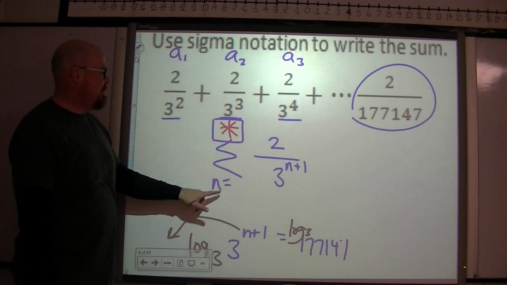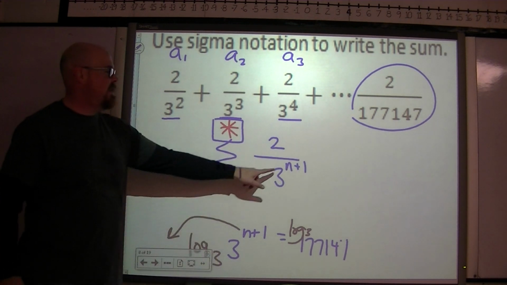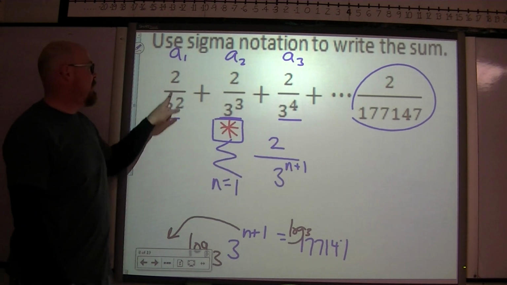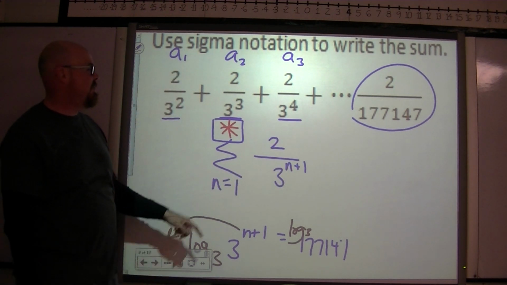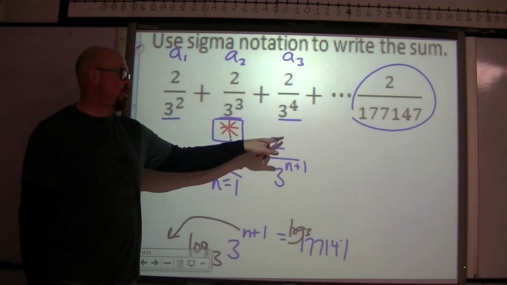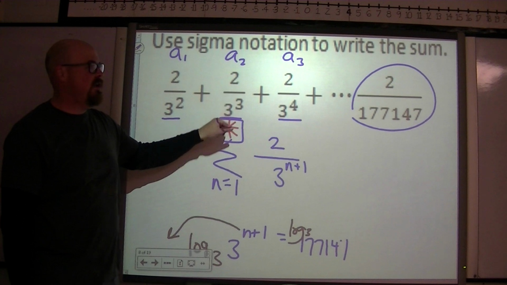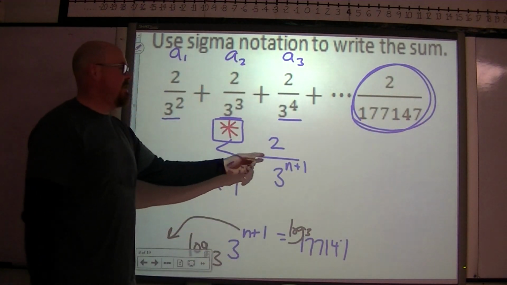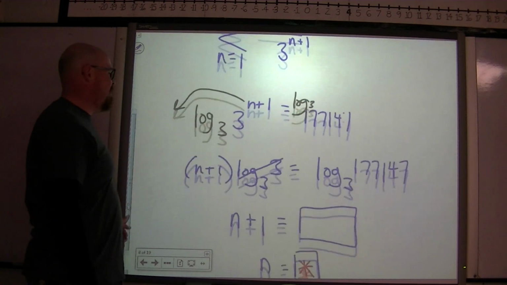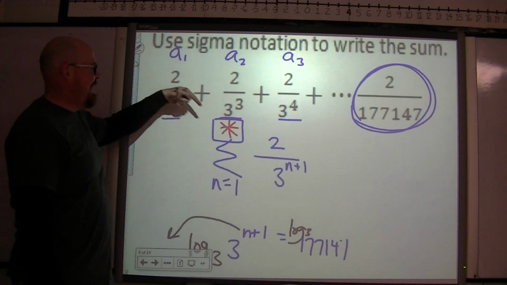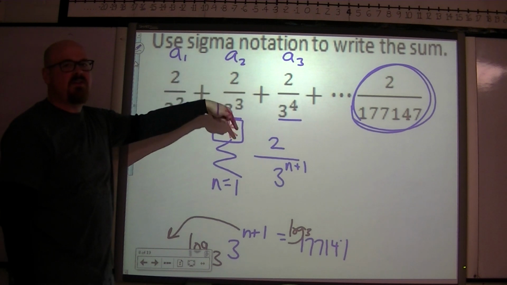Again, take a look. I'm going to start by plugging in the number 1 here. That would be 3 squared. So 2 over 3 squared for the first term. If I plug in the number 2, I have 3 to the third power. That's 2 over 3 to the third power. There it is. So this thing is the result of plugging a number in. What number? I just did all of that work to figure out what that number is. So that is the last number that I plug into the sum.